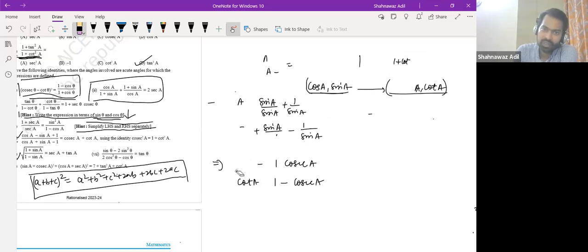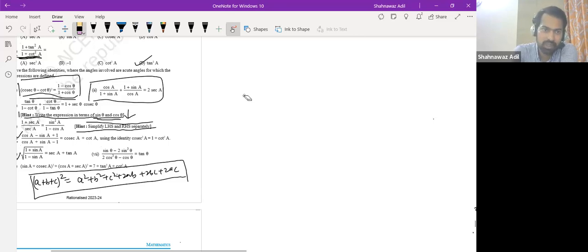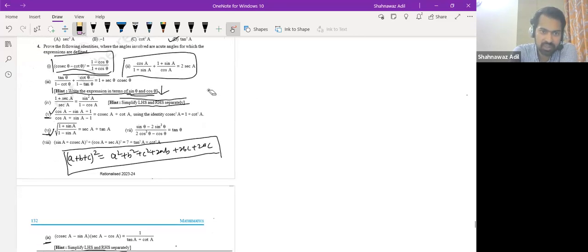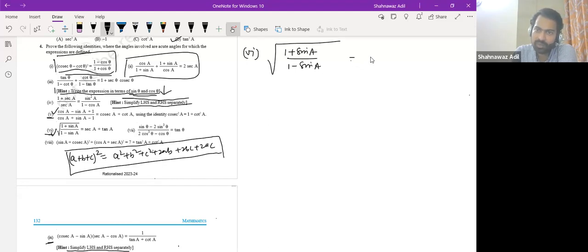Okay, so the next question. We have the sixth problem: root of 1 plus sine A divided by 1 minus sine A. We have to prove that this is equal to sec A plus tan A. So we take the LHS.